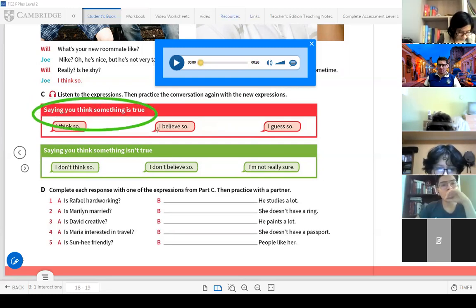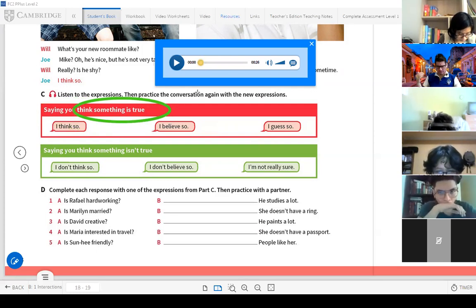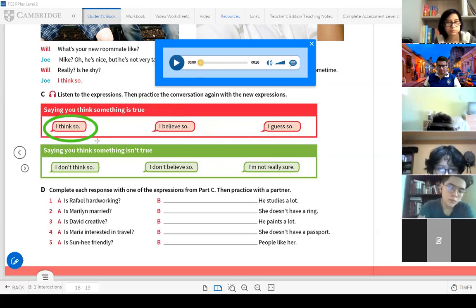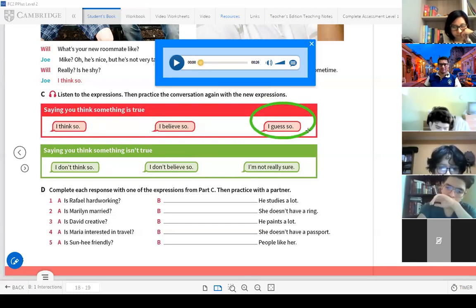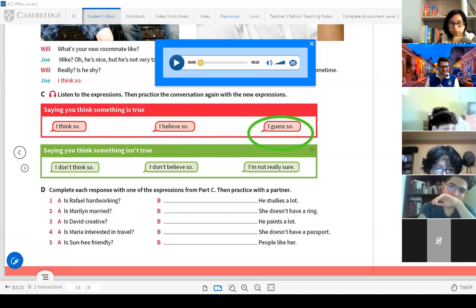Okay, students. When you think something is true, ¿no? Cuando tú crees que algo es verdadero, you say, I think so. Is Diego from Huánuco? ¿Es Diego de Huánuco? I think so, ¿no? Pienso que sí, I think so. Or you can use, I believe so, yo creo. Yo creo eso, ¿no? I believe so. Or I guess so. Me imagino que, I guess so, ¿no? Is Diego from Huánuco? Yeah, I guess so, ¿no? Me imagino que sí. Okay?